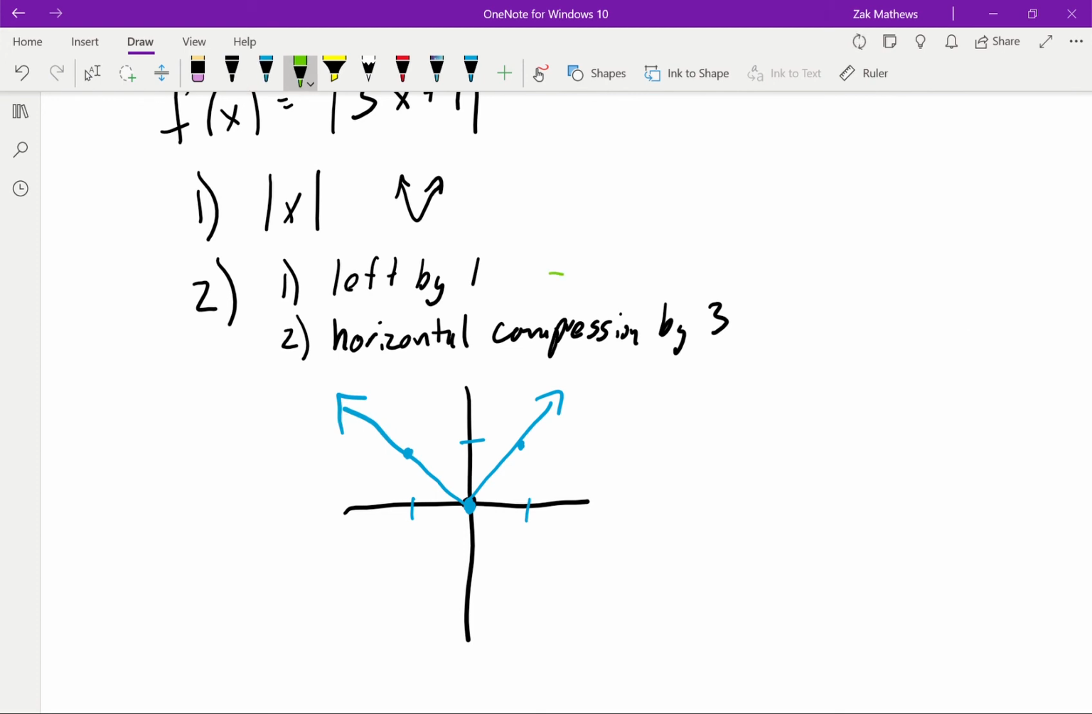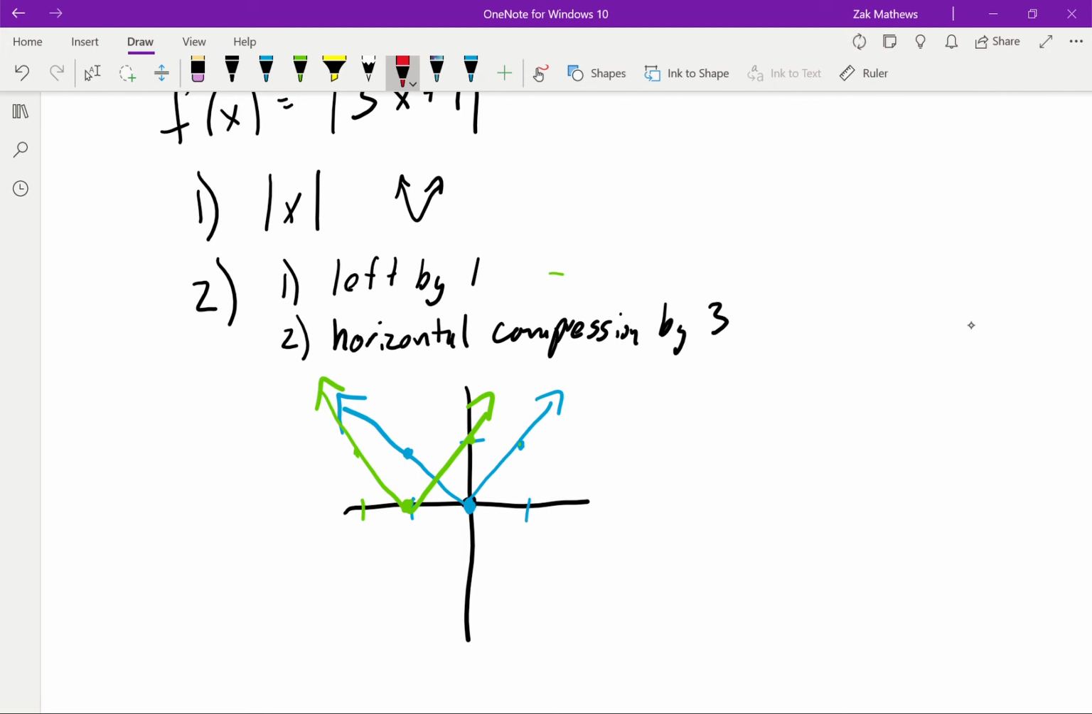First thing I do, left by 1. So come here, this point comes here, and then this point comes here. So there's everything shifted to the left. Now I'm going to compress everything in by a factor of 3. So this is now the point negative 1.